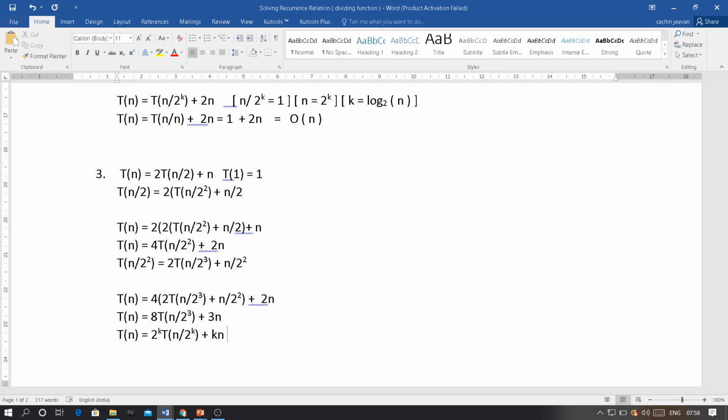This is the generalized equation that we get. In this generalized equation, if you just look at this, what is the stopping condition? T of 1, which means this entire term has to become 1. So n divided by 2 power k is equal to 1, then n is equal to 2 power k.